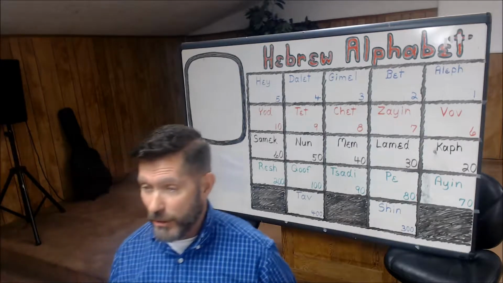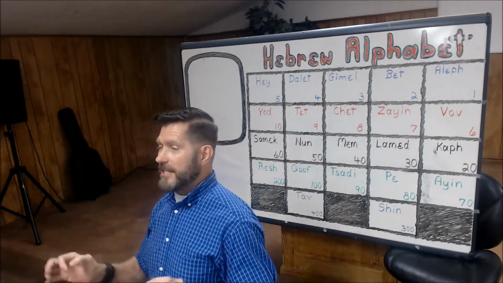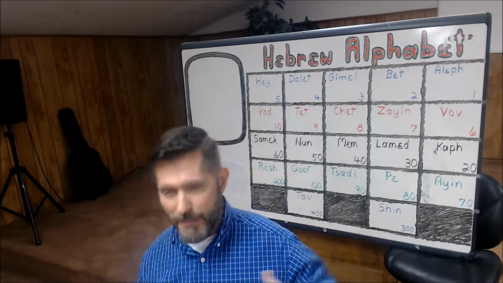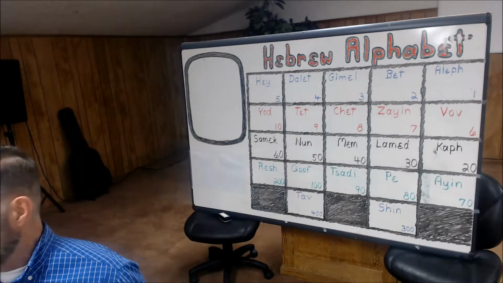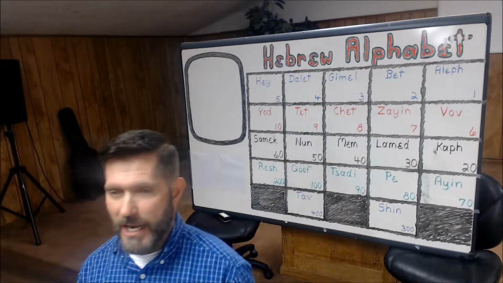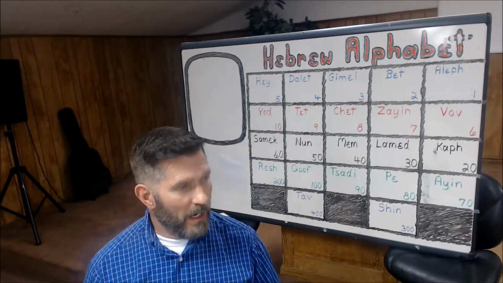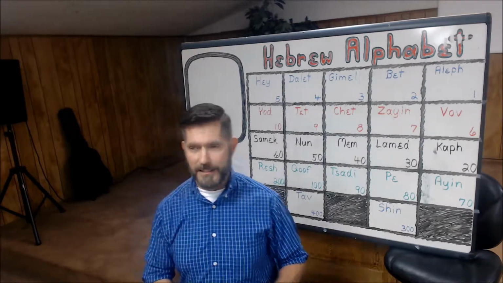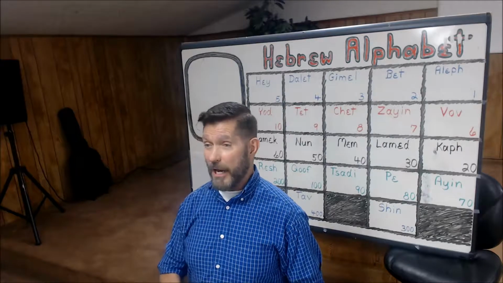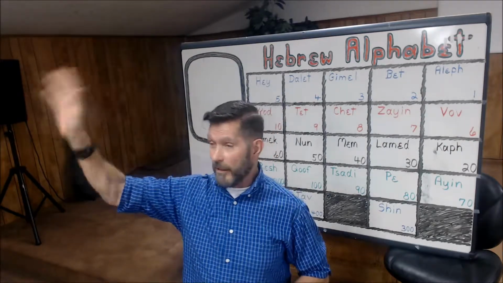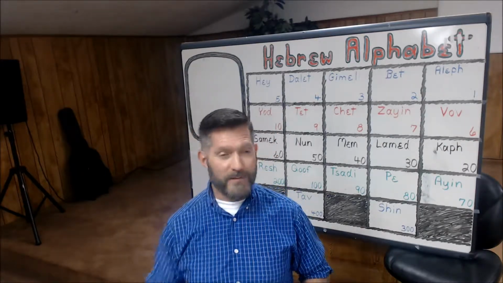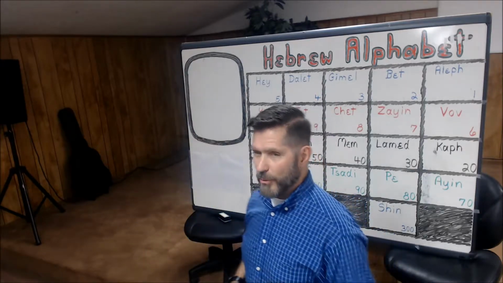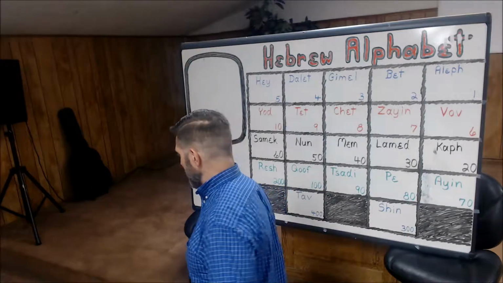Okay, so we're going to be covering just the Hebrew alphabet letters. We're not going to be covering the meanings or the vowel markings, just the alphabet letters. Now, how many know how many letters are in the Hebrew alphabet? Okay, there's 22. We have 26 letters in the English alphabet, right? There's 22 letters in the Hebrew.